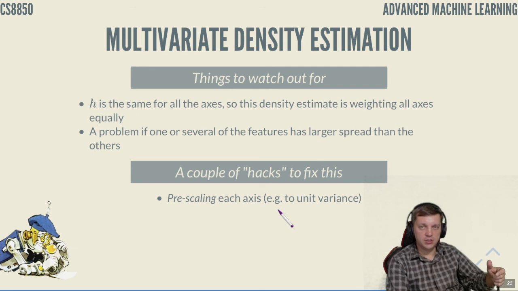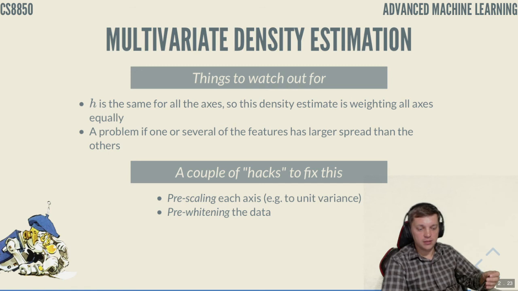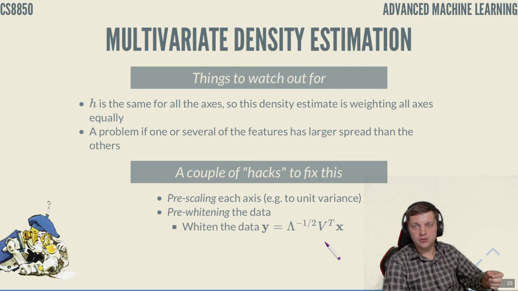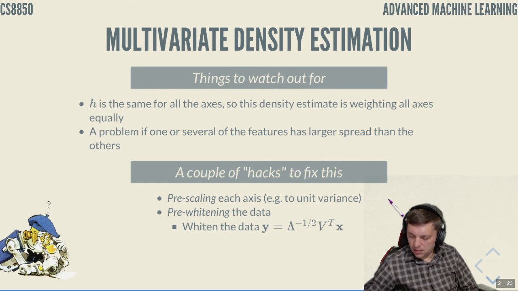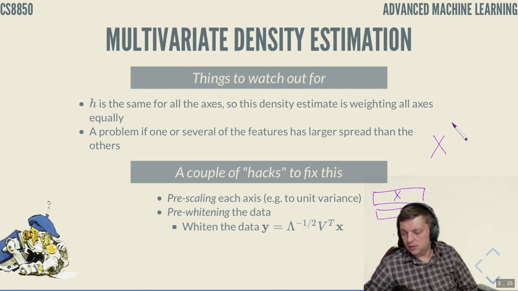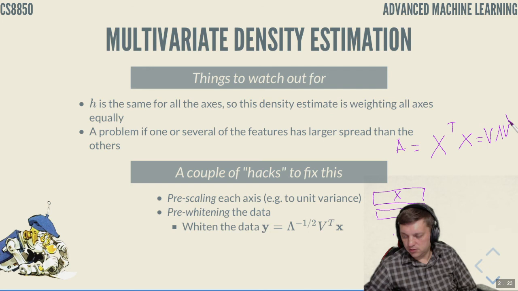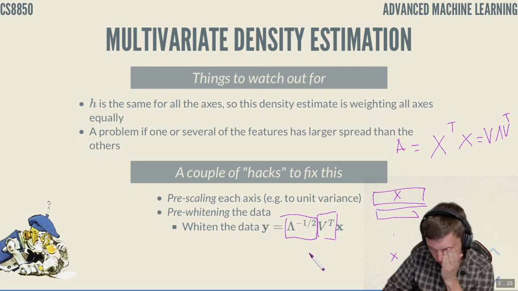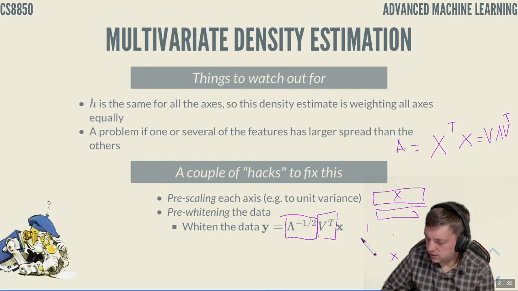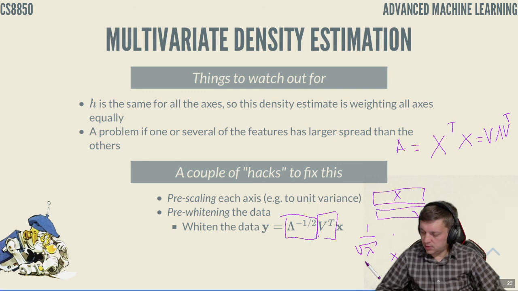We can also pre-whiten the data that comes from our PCA and KL transform. So if we compute the covariance of our data, this is practically the KL transform, right. We take our x's, put them as rows of our larger matrix X, compute this X X transpose matrix A and decompose it as V Λ V transpose, and then we scale by 1 over the square root of lambda, on the diagonals, and then we whiten the data.